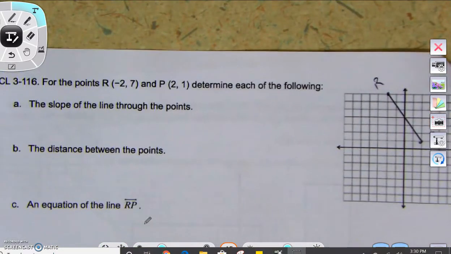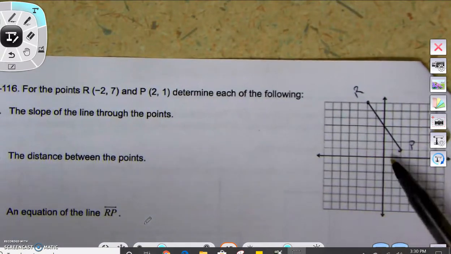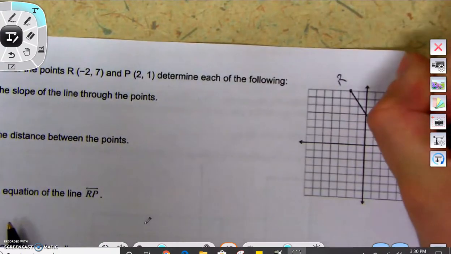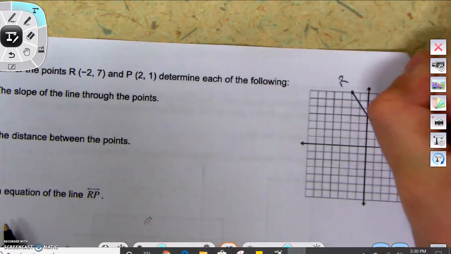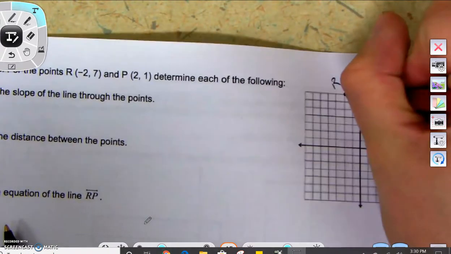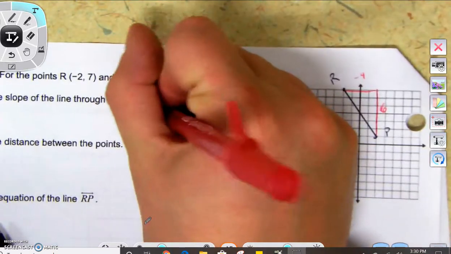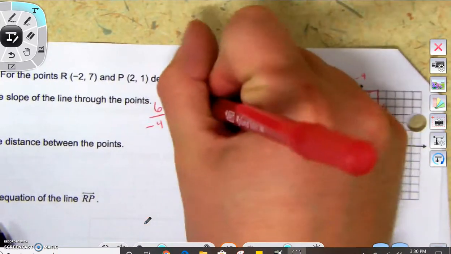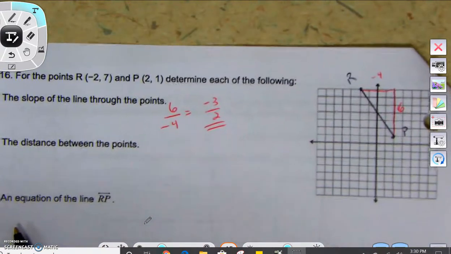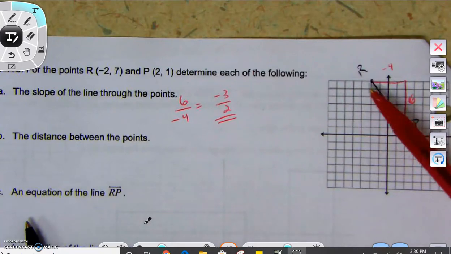So we're good there. So then we want to find the slope of the line, so we can calculate our rise and our run. If I look from P, I'm going to go up, which I know is a positive rise. So I'm going to go up 1, 2, 3, 4, 5, 6. And my run is going to be to the left, which we know is negative, so negative 4. So our slope, rise over run, is 6 over negative 4. I can go ahead and simplify that to negative 3 over 2, which is really the same thing as 3 over negative 2.